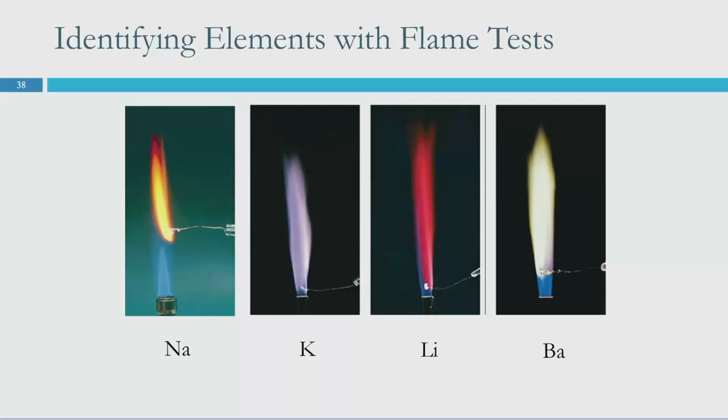Potassium gives us this purplish color. Lithium's a nice red. Barium's sort of a white yellow kind of color. And there's a bunch of different elements and compounds that you can burn that produce different colors, and that's how they make all the fun colors in fireworks displays. It's basically flame tests, but up in the sky.